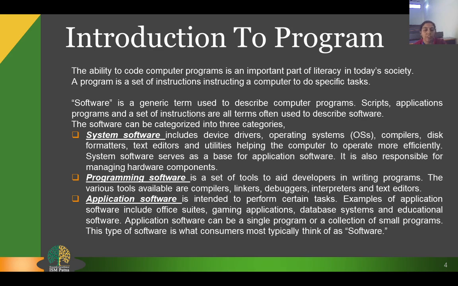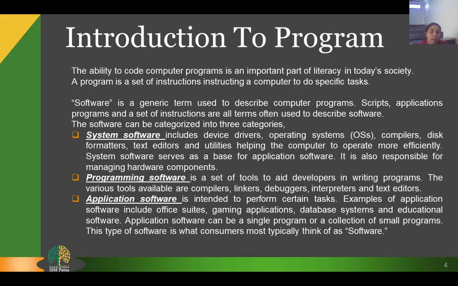Software is a generic term which is used to describe computer programs. Scripts, applications, programs, and sets of instructions are all terms often used to describe software. There are different types of software. It has various categories. Mainly the categories are system software, programming software, and application software.